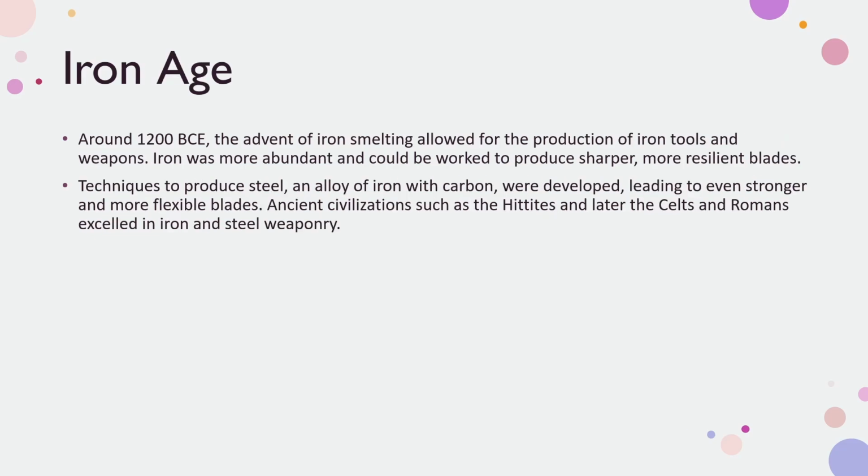Around 1200 BCE, the advent of iron smelting allowed for the production of iron tools and weapons. Iron was more abundant and could be worked to produce sharper, more resilient blades. Techniques to produce steel, an alloy of iron with carbon, were developed, leading to even stronger and more flexible blades. Ancient civilizations such as the Hittites and later the Celts and Romans excelled in iron and steel weaponry.